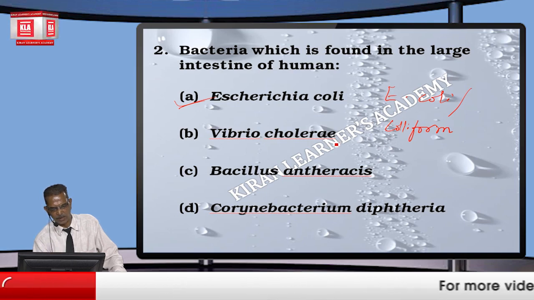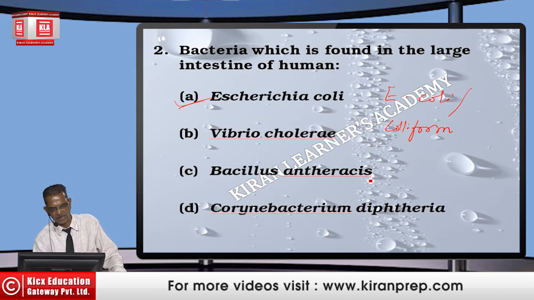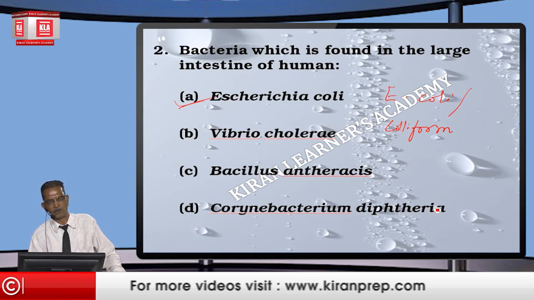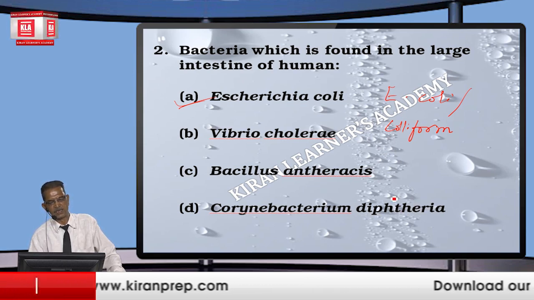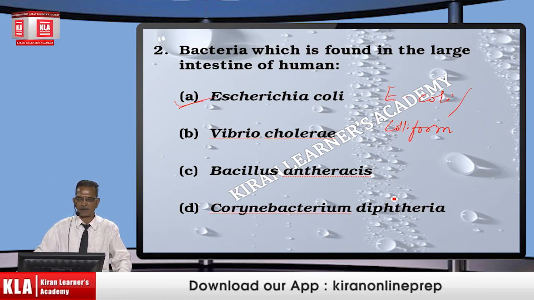When we look at the other ones, Vibrio cholerae is the causative agent for cholera. Bacillus anthracis is the one for anthrax, and Corynebacterium diphtheriae is the one for diphtheria. These are different bacteria which cause the diseases, except E. coli, which is in the large intestine.